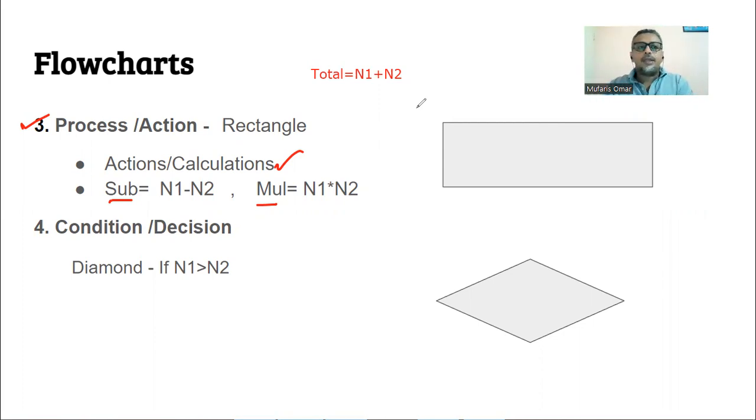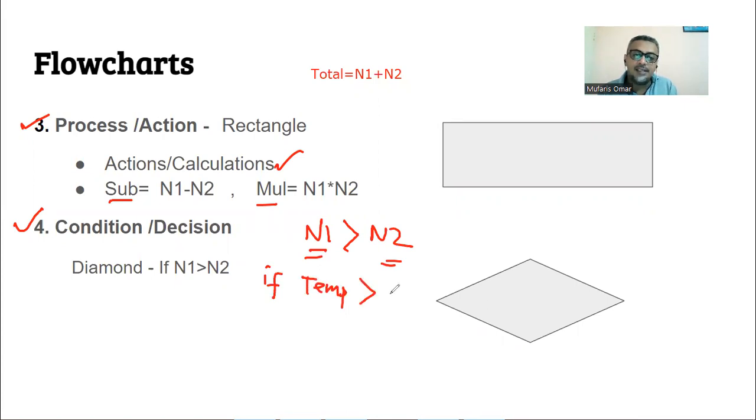Right. Fourth one, the condition. For condition, remember, for example, let's say we are comparing two numbers. If you want to compare these two numbers, n1 and n2, you have to use conditions. We say it's a condition. Remember, we learned this in the structures. Or, let's say, if temperature is greater than 40 degrees, this is a condition.